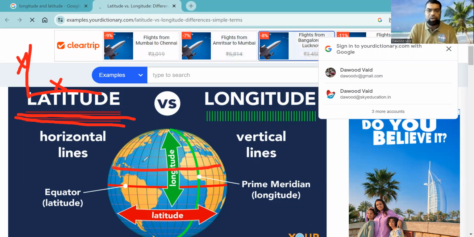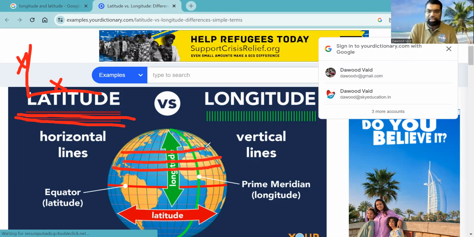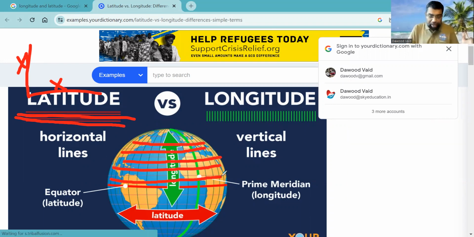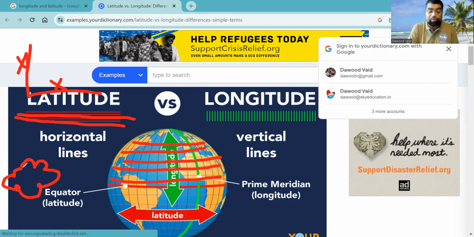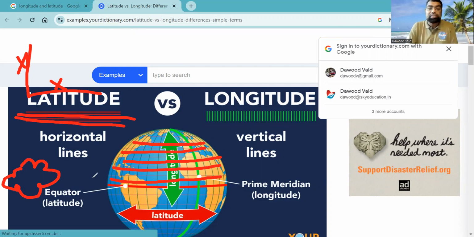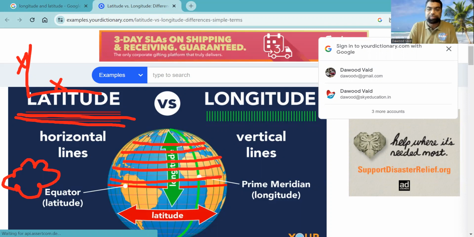So what is this? These are the lines parallel to the equator. These are again imaginary lines parallel to one another, and they are primarily the latitudes. Why are latitudes important? Remember, make a cloud here. They help you in understanding the weather and the climate. So if I want to know what happens in Africa, look at the latitude. Is it near the equator? Then that is hot. If it is away from the equator, it is colder.